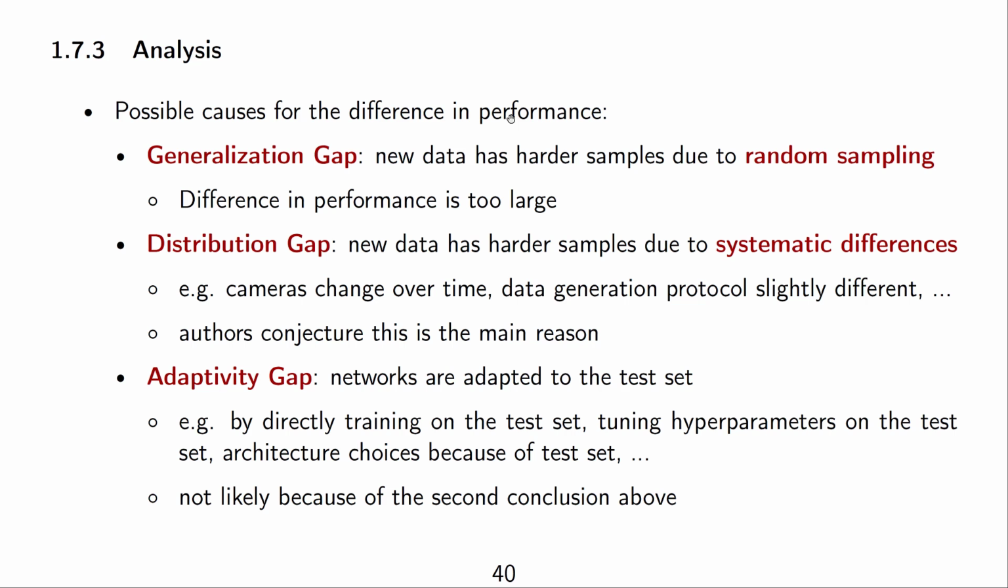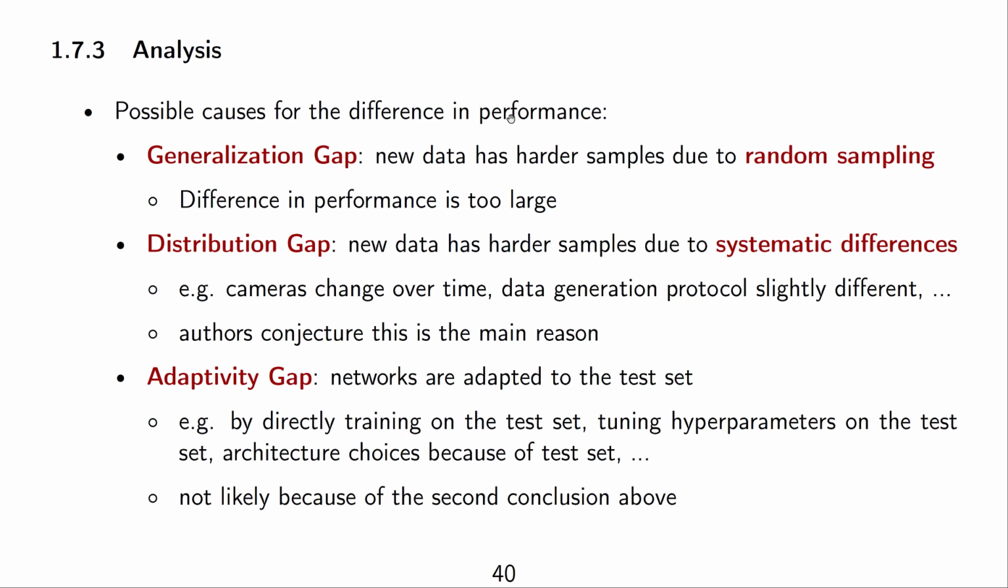Or maybe following this protocol of generating the dataset, the new interpretation was a bit different, or maybe back then people were a bit more sloppy, or in the new dataset people were a bit more sloppy. So any sort of differences like that, or maybe the interpretation of the protocol was different. Any systematic difference could be used to explain this large gap. And the authors conjecture that this is really the main reason to explain the difference.